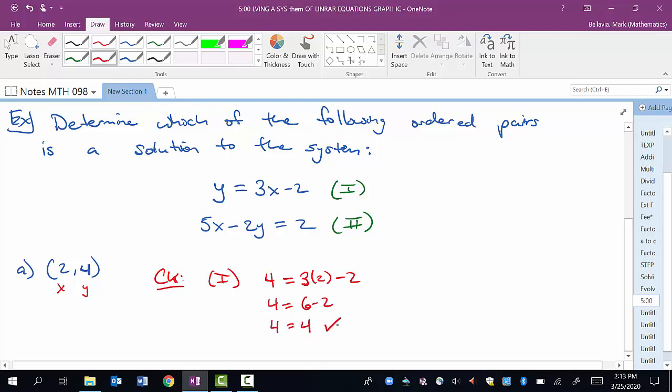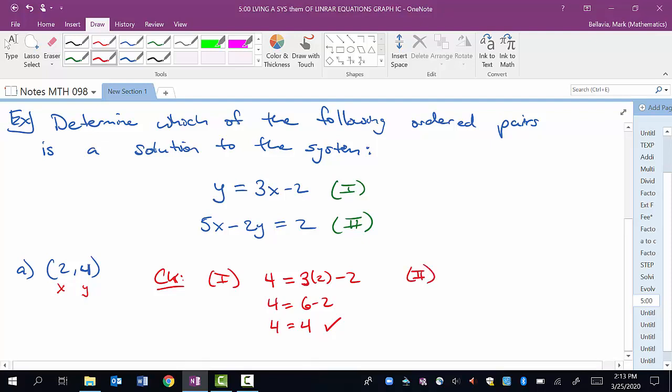It checks out. Now, remember, that check only tells you that the point 2 comma 4 is on equation 1, on the line y equals 3x minus 2. It doesn't tell you it's a solution to the system, because to be a solution to the system, it has to work in both, and we haven't checked the second one yet. So you do have to check in both equations.